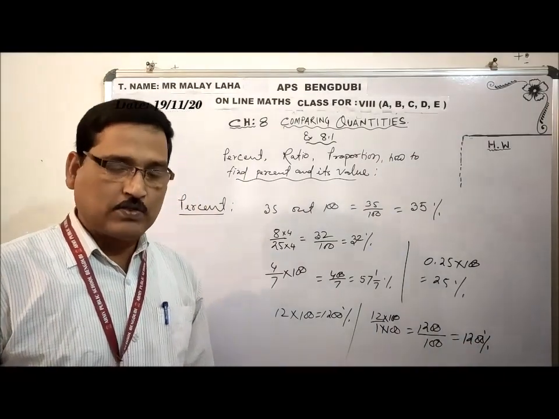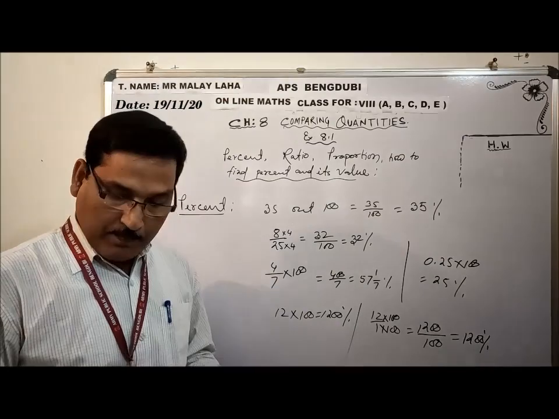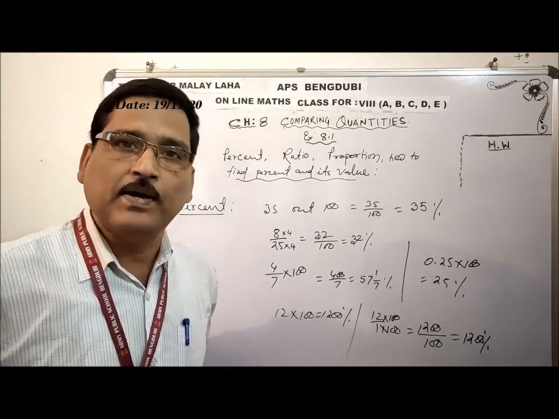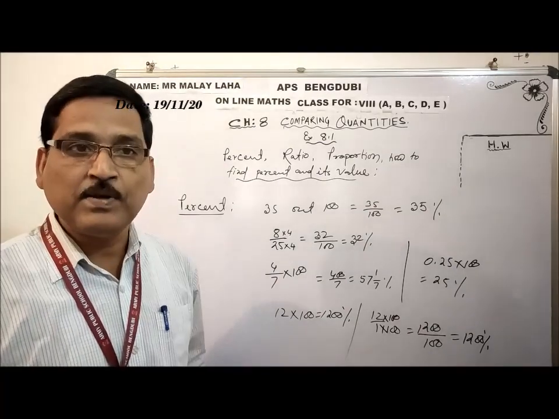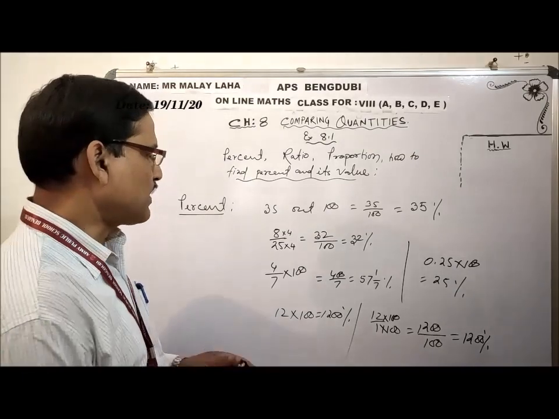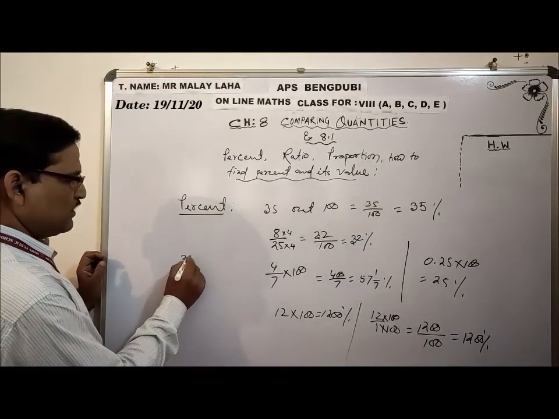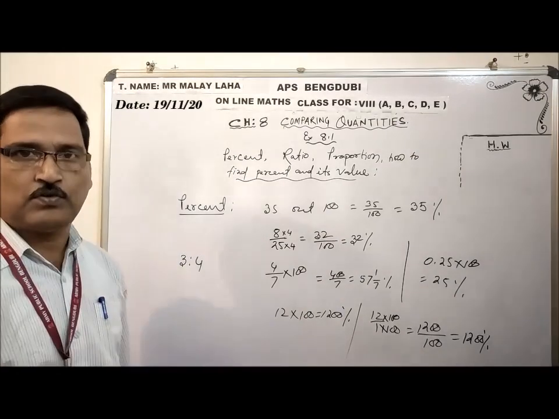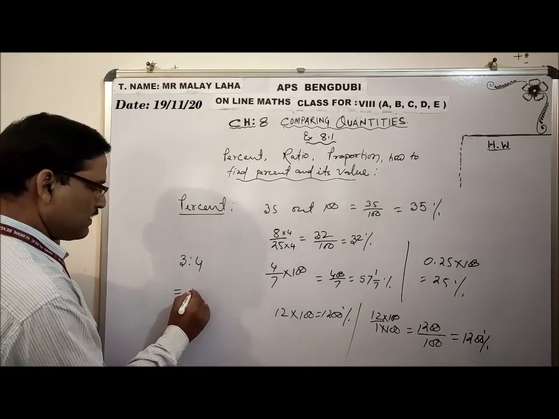Understood my point? So that means when we need to find the percent of anything, we multiply the number by 100. It may be a decimal number, a fractional number, a whole number, or a ratio. So for a ratio, how can I find the percent? Suppose any ratio, 3:2, or 4. How to find the percent? A ratio can be written as a what?